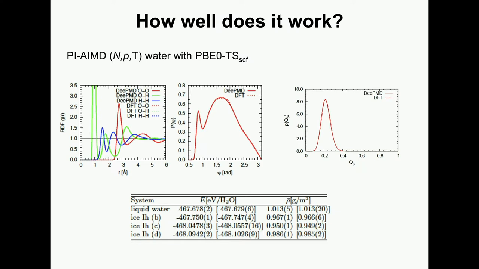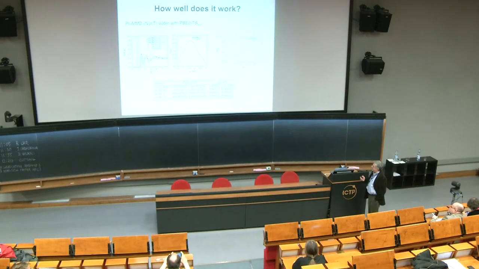What I can say is that the little discrepancies that one has there are actually due to the fact that the original path integral AIMD trajectories were too short, and there is noise in this trajectory. In fact, these are trajectories of 10 picoseconds, but the curves with the path integral have been obtained by running for, I think, 300 or 500 picoseconds. So there is much less noise.